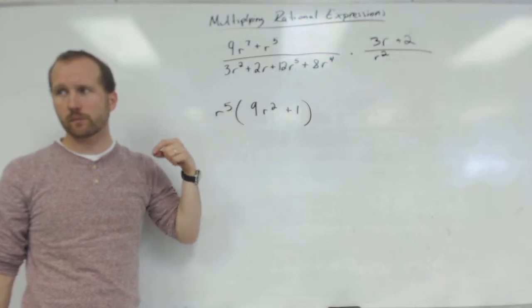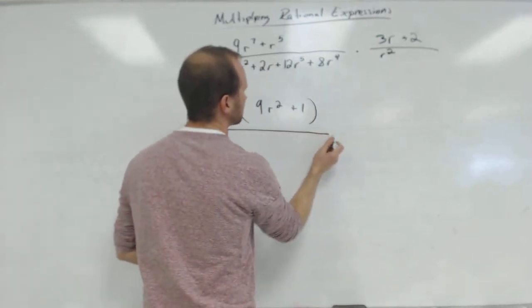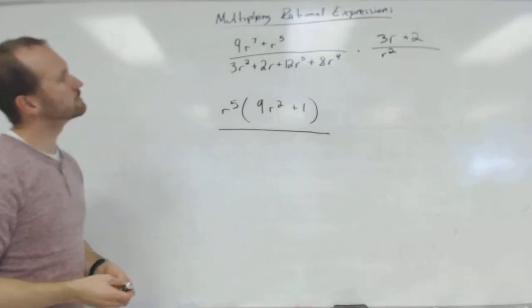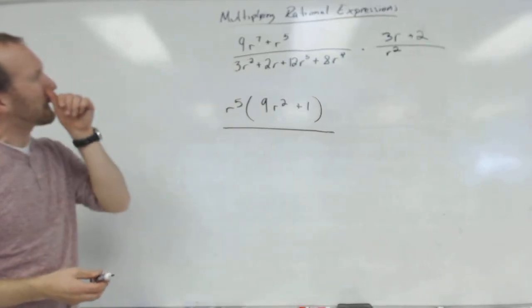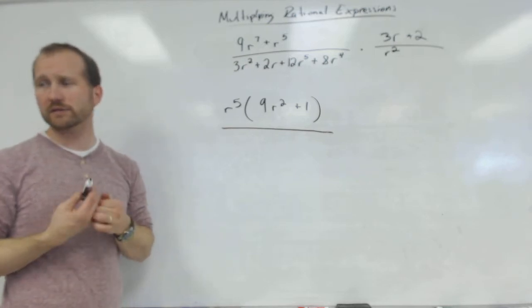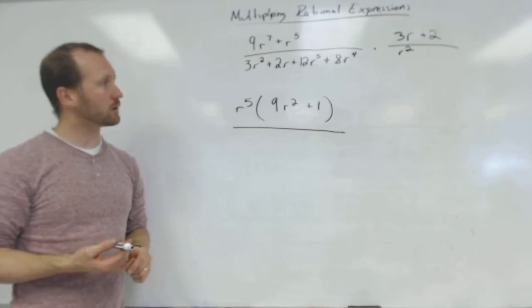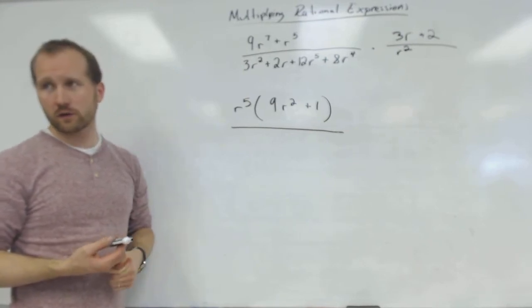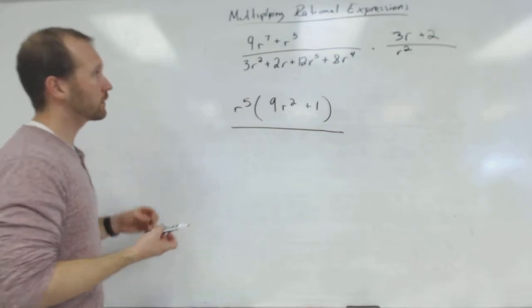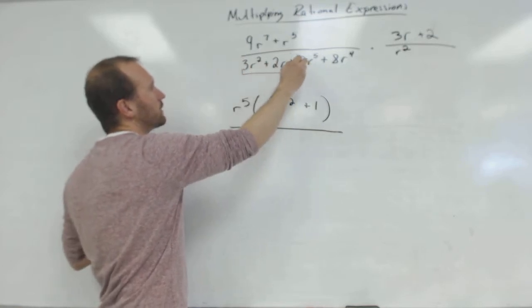Couldn't you do that thing where you cross out the 3 and it turns into 1, but then you cross out the 9 and it turns into 3, so it's 3r to the 7th plus r to the 5th? No. You have to factor. You can only cancel factors. Never mind, I don't think that works. Well, we have to factor first, and then we'll see.